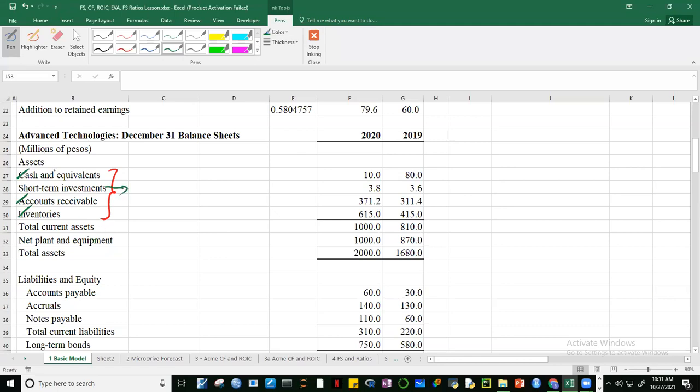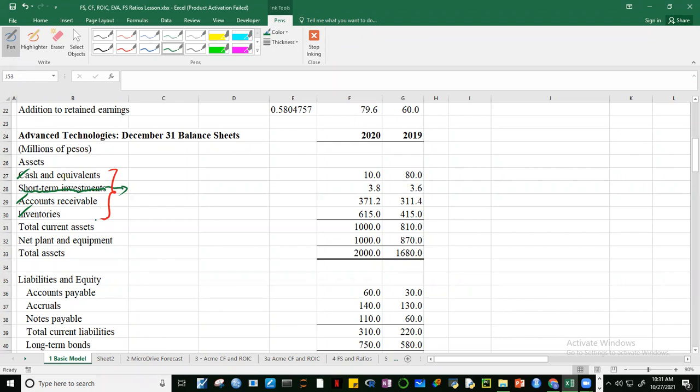Should this form part of your operating current assets? The answer, guys, is no, as I mentioned a while ago, because the operations does not have control over this. This is a decision made by financing. So we cannot assess operations if they have no control over that account.